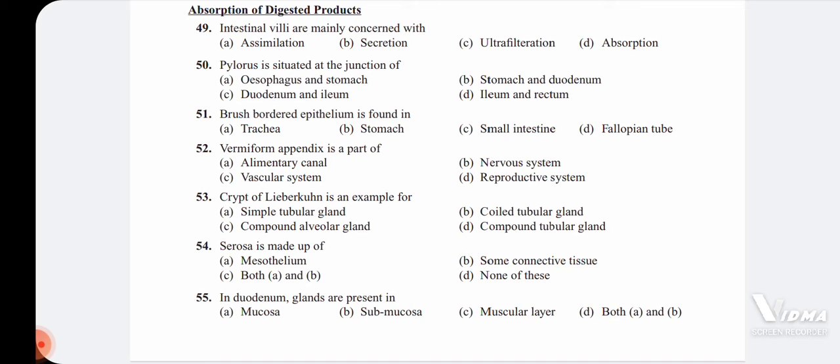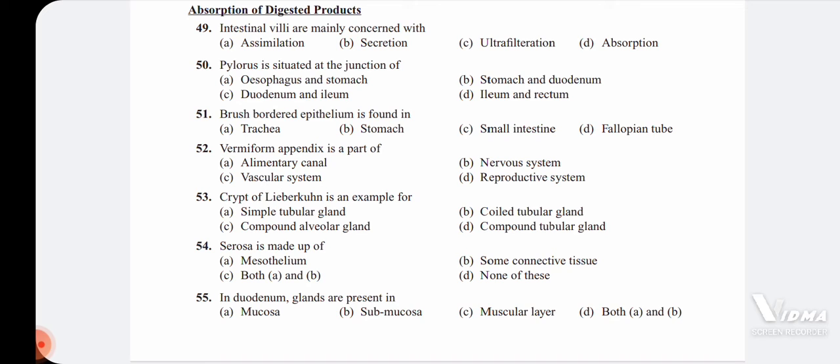50th, pylorus is situated at the junction of. Pylorus is nothing but the pyloric part of the stomach. Where is it situated? Between the stomach and the duodenum, because after the stomach, the next part of the alimentary canal is the intestine, mainly the small intestine. The first part of the small intestine is the duodenum. So the pylorus is situated at the junction of stomach and duodenum.